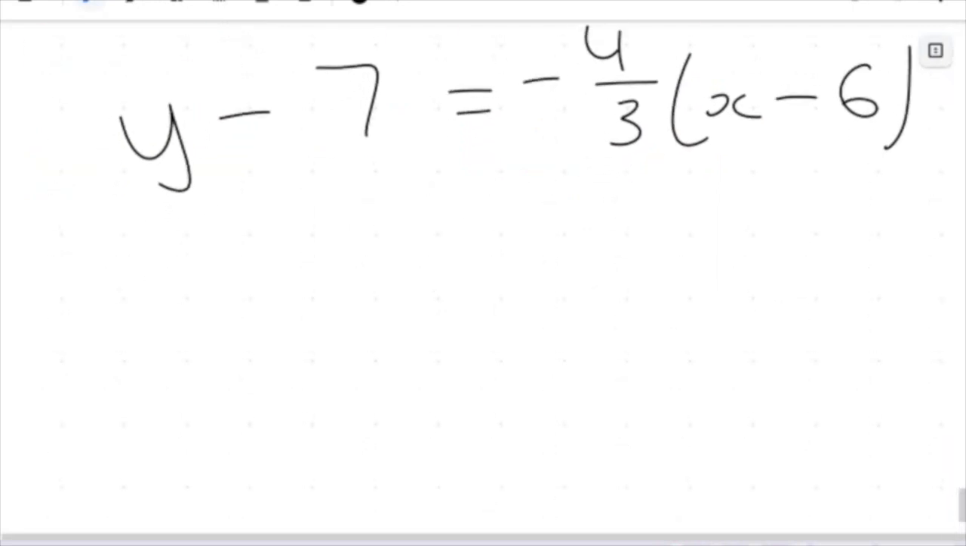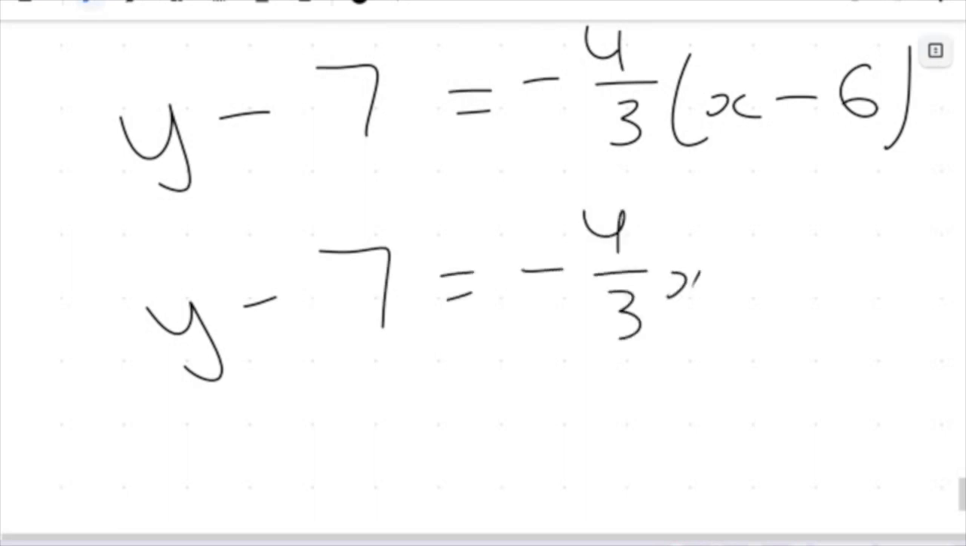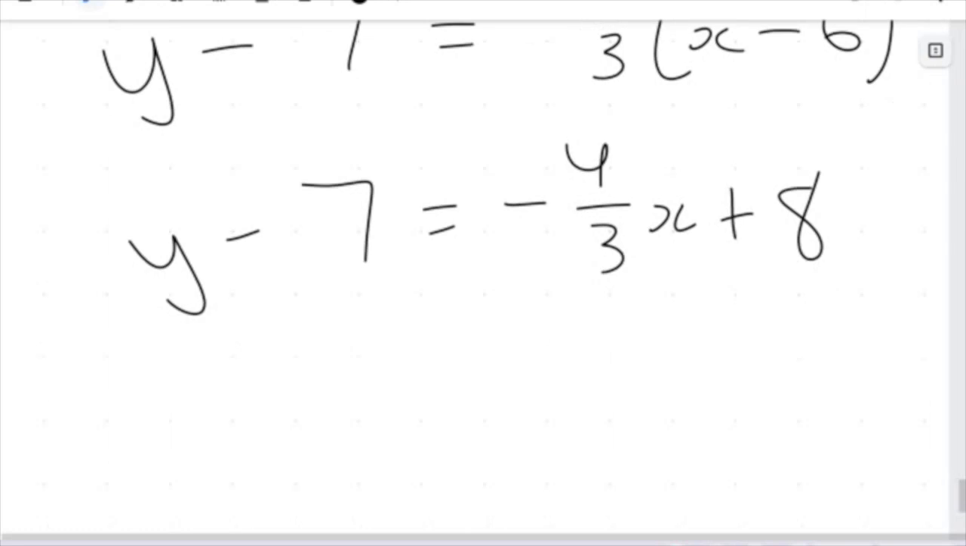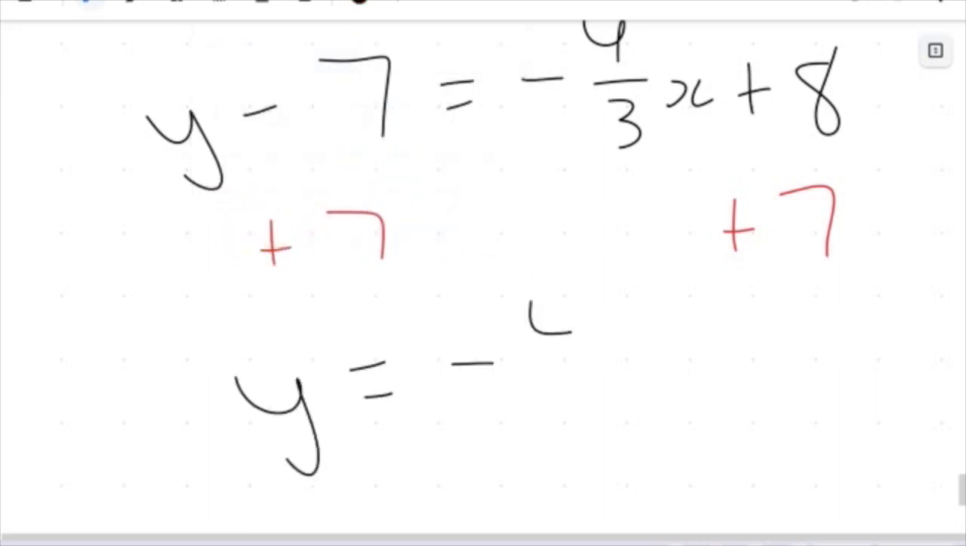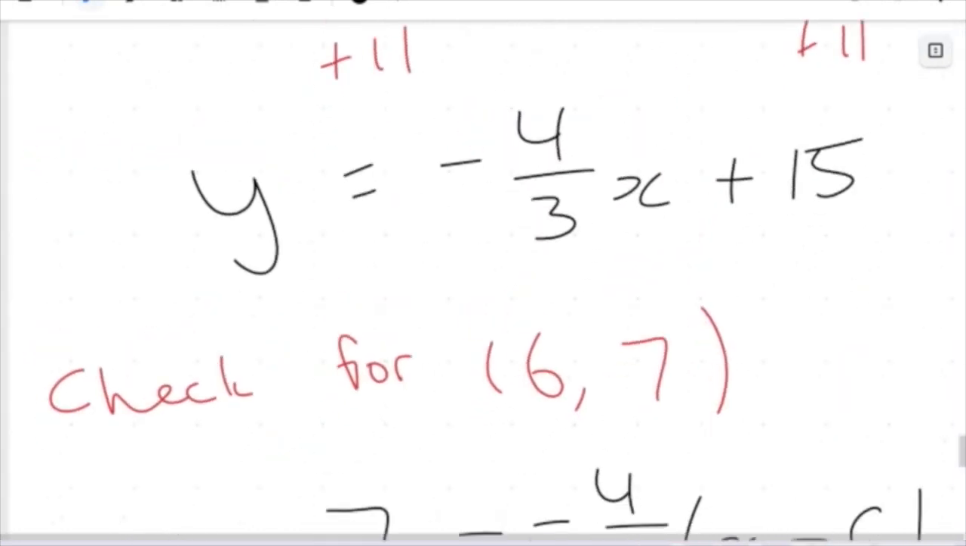Okay, so I get y minus 7 on this side. I still get negative 4 on 3x. Now multiplying negative 4 on 3 by negative 6 is going to give me positive 8. And to make y the subject here, I'm going to add 7 to both sides. So y is going to equal minus 4 on 3x plus 15. And I get the exact same thing.